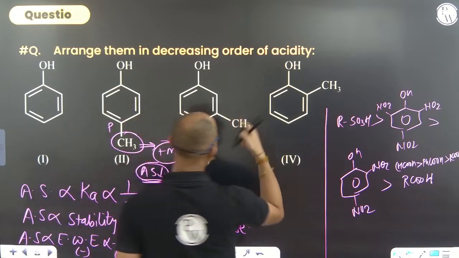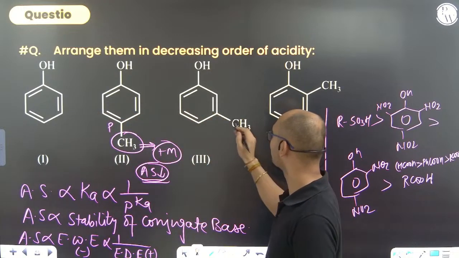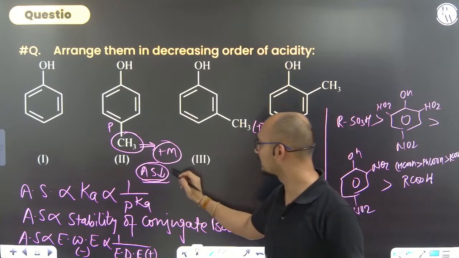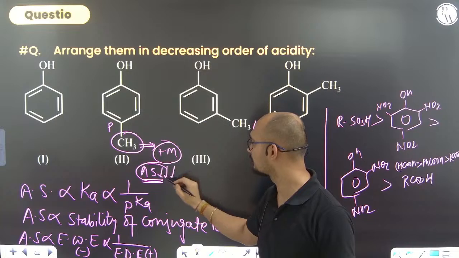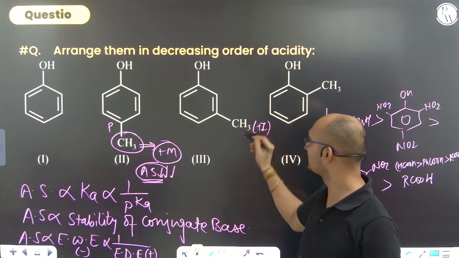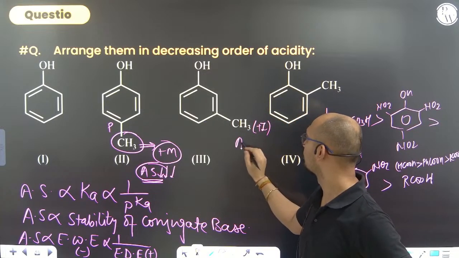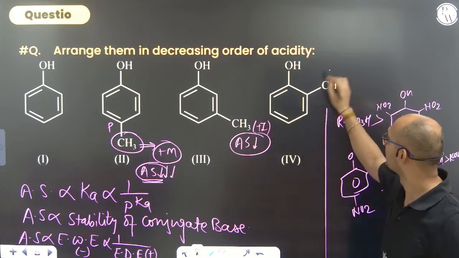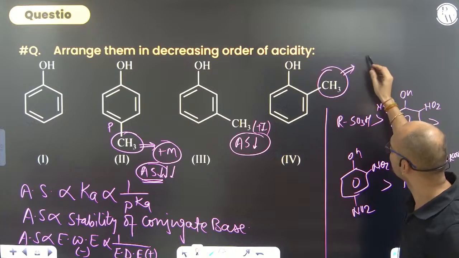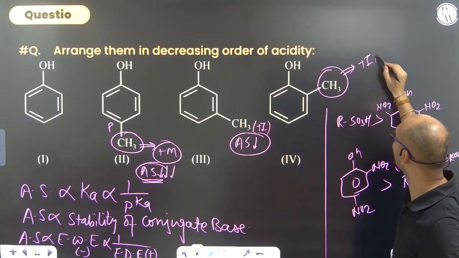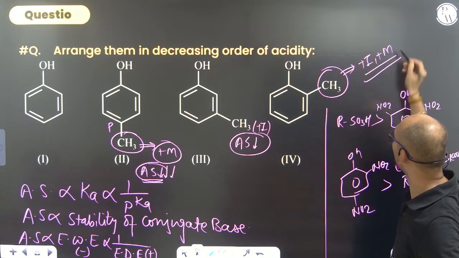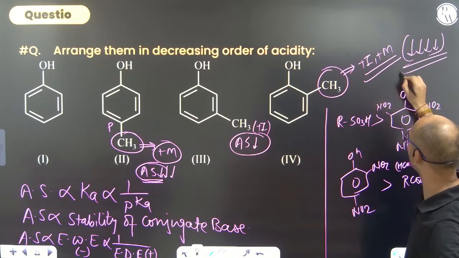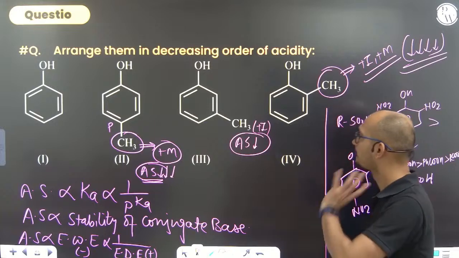चलो इसकी बात करो. Here what is happening? CH3 is at meta, पे only plus I it can do. So it will decrease, but not by a larger proportion. So acidic strength decreases, but by a smaller proportion. Here what is happening? Can you see? Here it is plus I as well as plus M. So both of them are there. So it will decrease by the largest proportion.